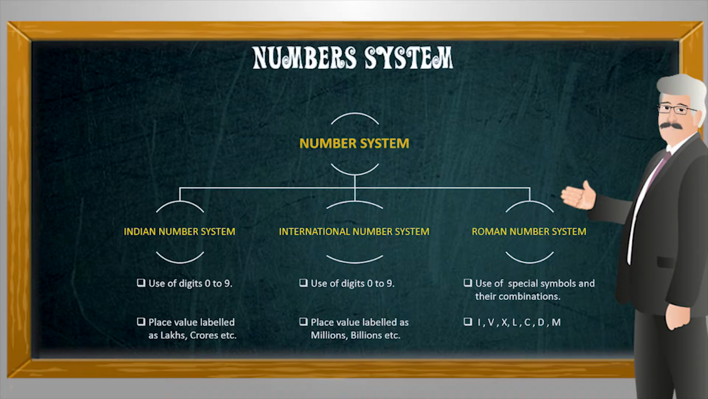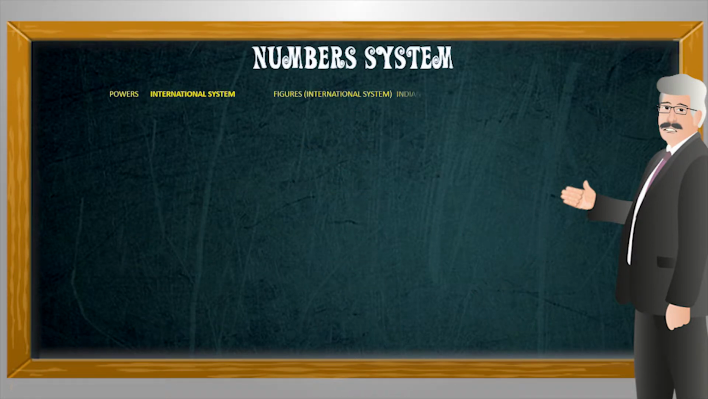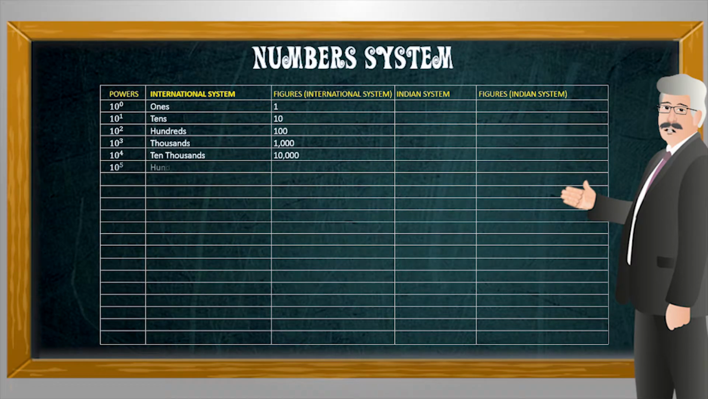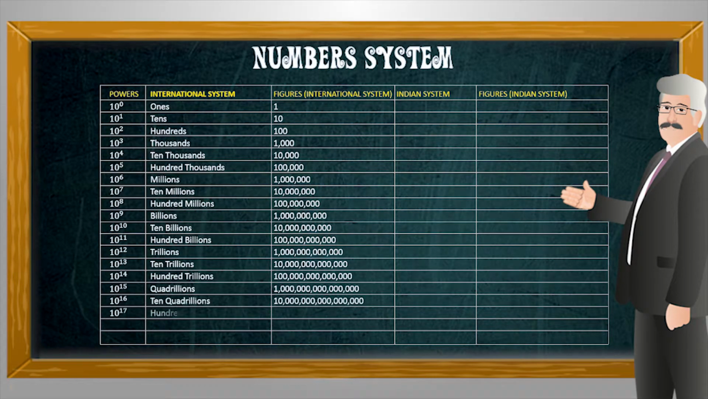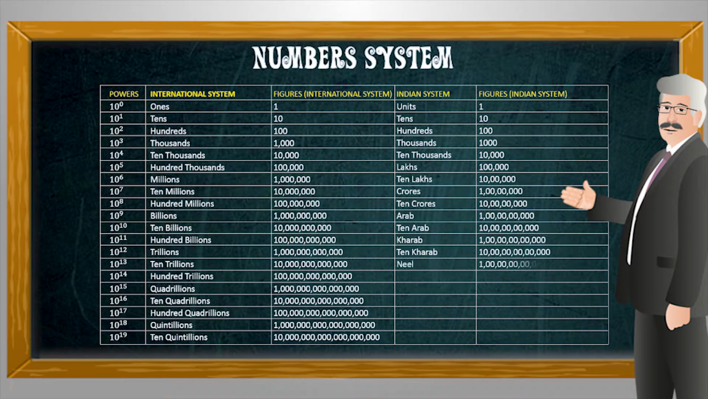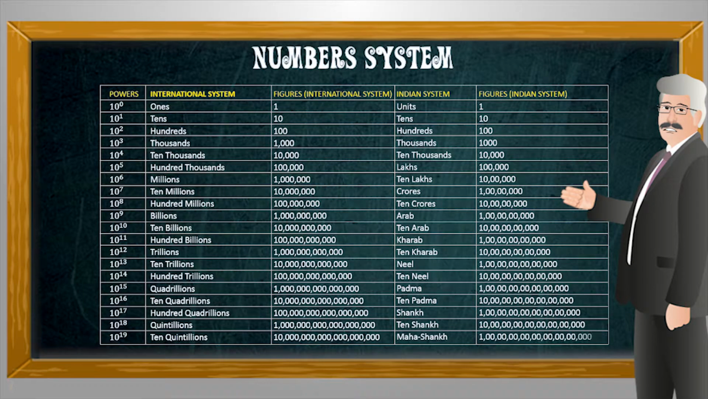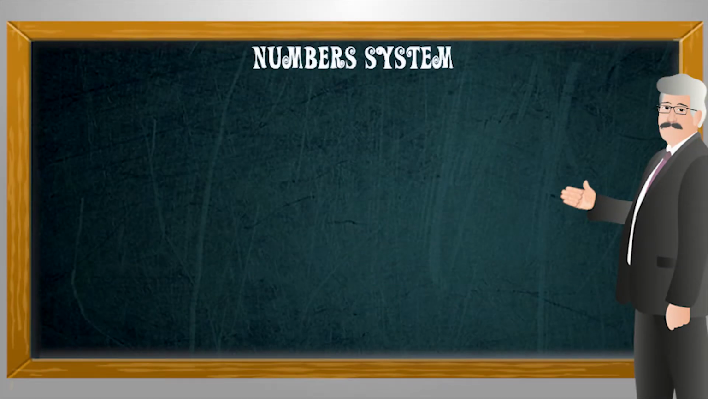In the international numbering system, million is written after thousand, while in the Indian system, lakh is written after thousand. Lakh and crore are used in the Indian number system, while million, billion and trillion are international units of the number system. Now, let's start with the international number system.